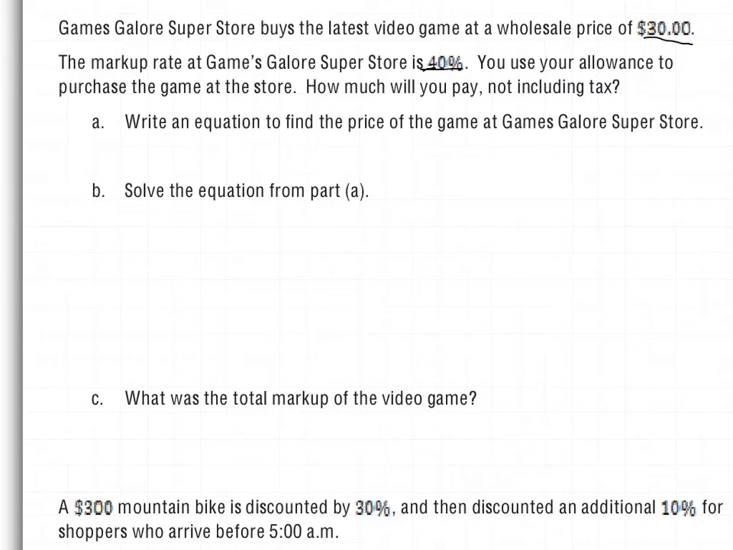You use your allowance to purchase the game. How much will you pay, not including tax? So looking at this problem, they have marked up the price 40%. So you're not just going to pay at the store the $30, but in addition, you're going to pay an additional 40%. So thinking about this is like a percent increase of 40%.